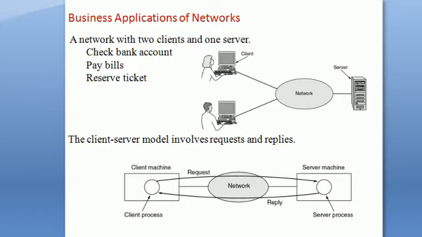Suppose we want to pay the bills or check our bank accounts, so different users can access the same server to attain that particular information. The client-server model involves requests and replies. Here you can see the client machine is sending a request to attain particular information from the server machine, and the server machine is in turn sending a reply or an acknowledgement to the client machine.